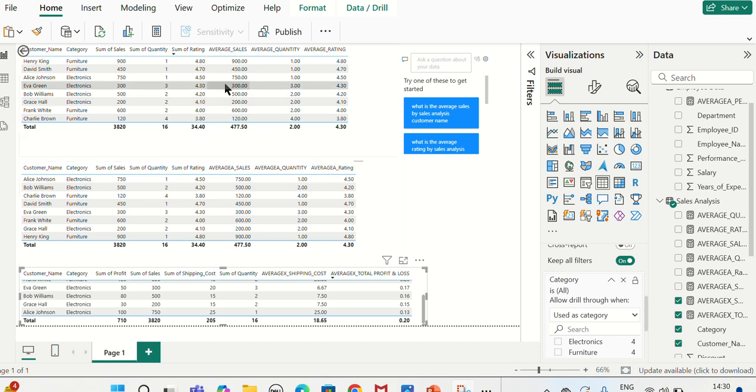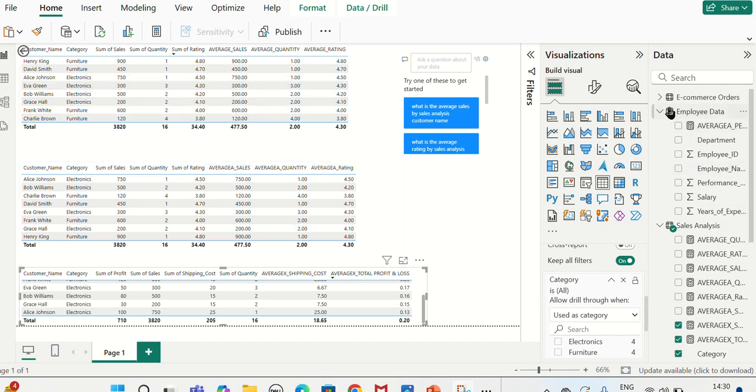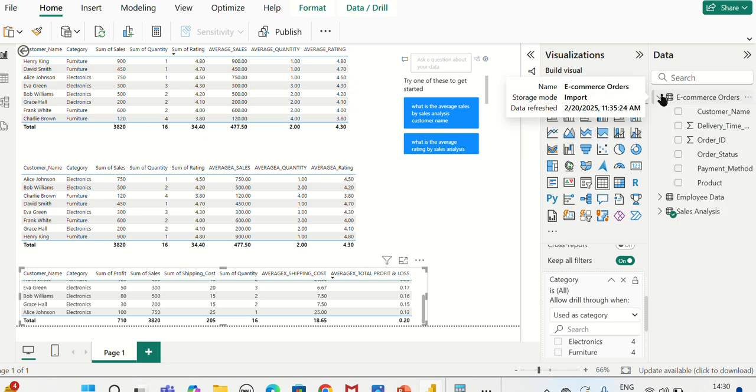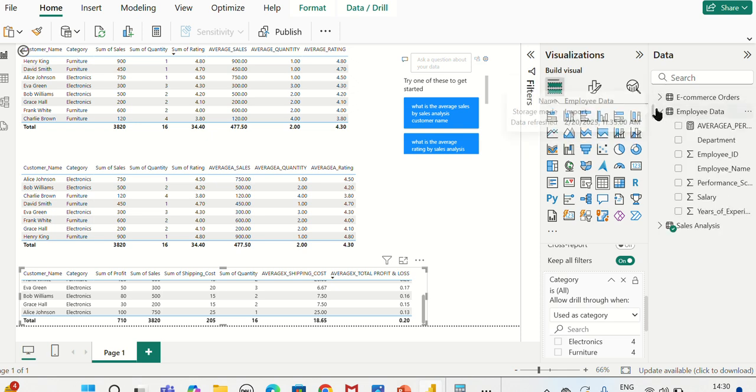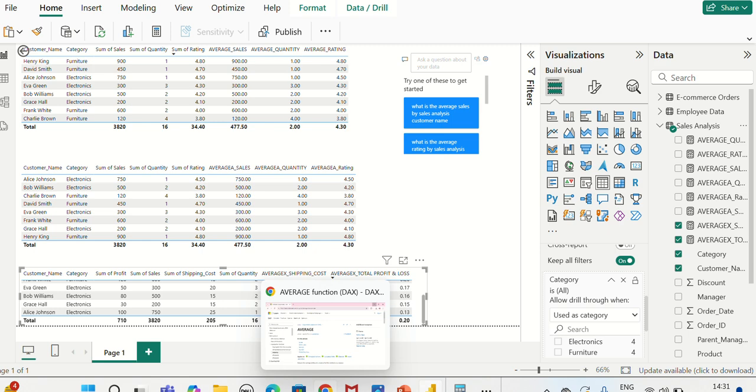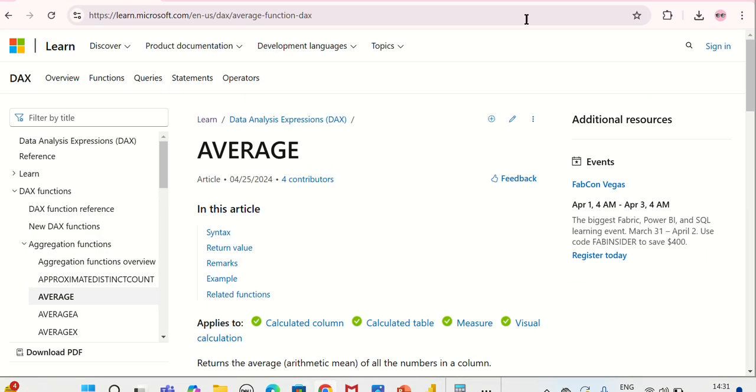Later we are going to understand this with the help of this data. In our sheet we have three data sets: one is e-commerce orders, the second is employee data, and the third one is sales analysis. With this we are going to understand AVERAGE, AVERAGEA and AVERAGEX. Before that, I'm going to explain the definition of AVERAGE, AVERAGEA and AVERAGEX.